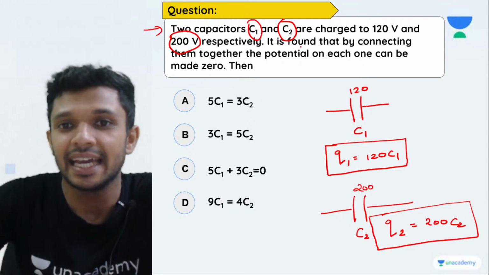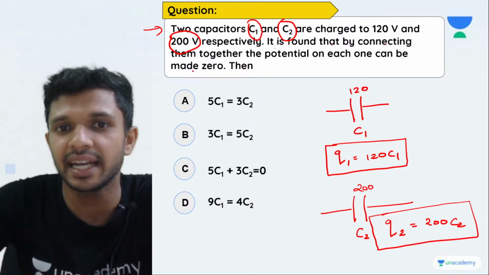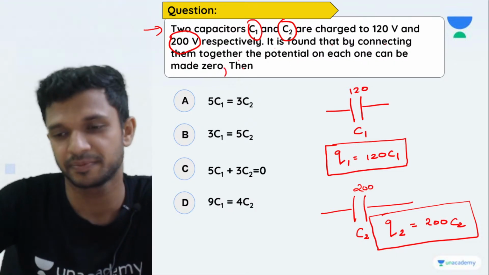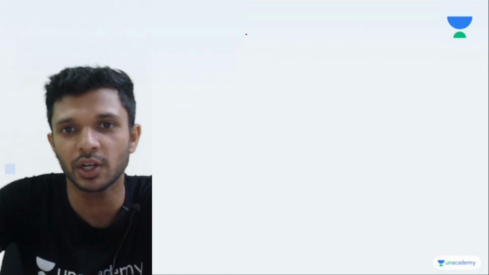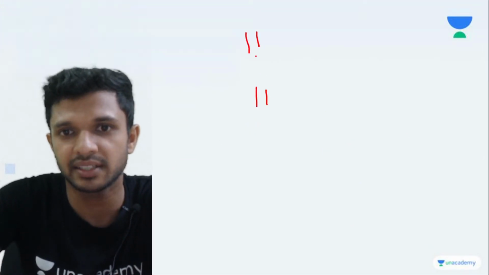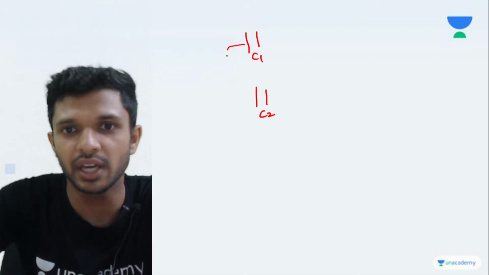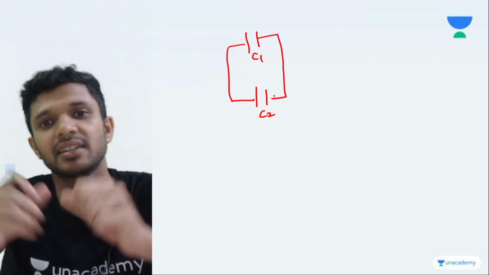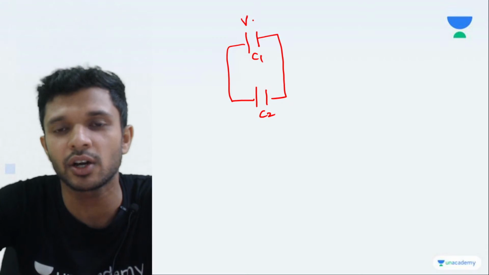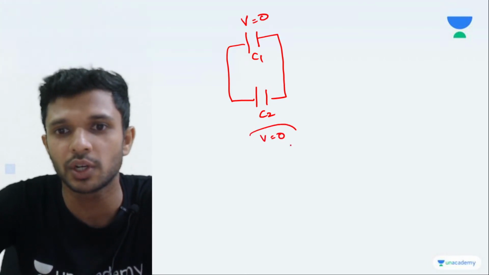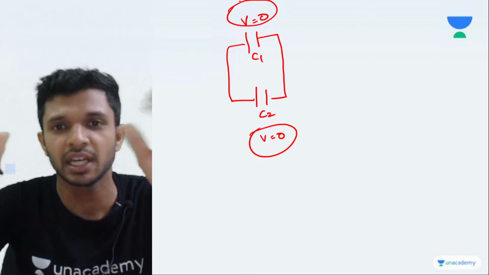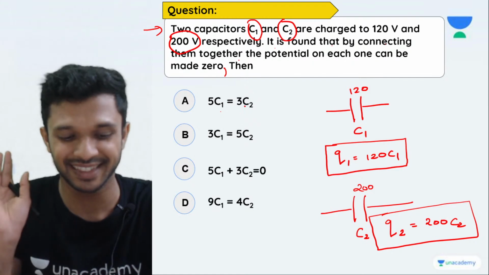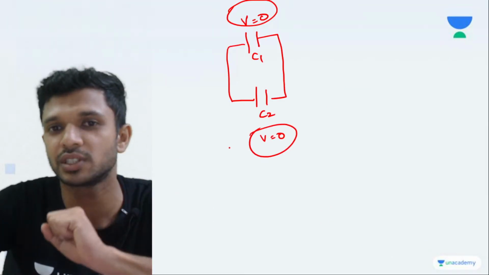Okay. What is given? It is found that by connecting them together, the potential on each of them can be made zero. Then what are we going to do? Two capacitors with capacitance C1 and C2. We are connecting these two capacitors together. When they are connected, the potential across both of them becomes zero. If this is true, what is the relationship between C1 and C2? Let us understand. Let's see how this can be done.